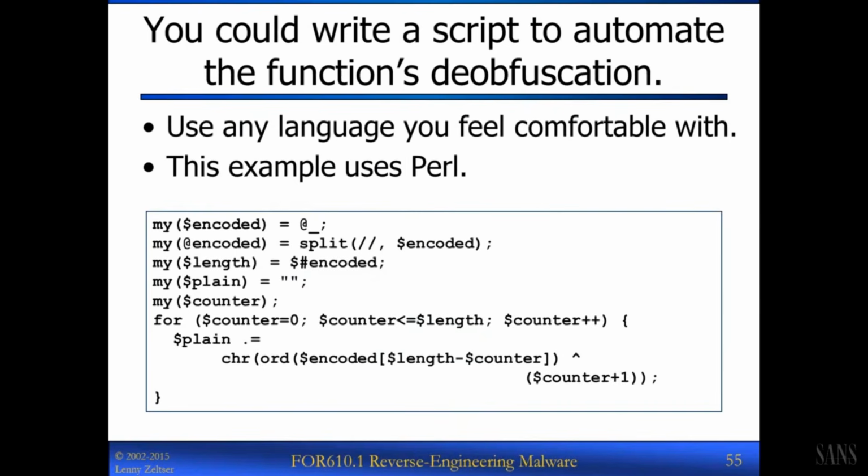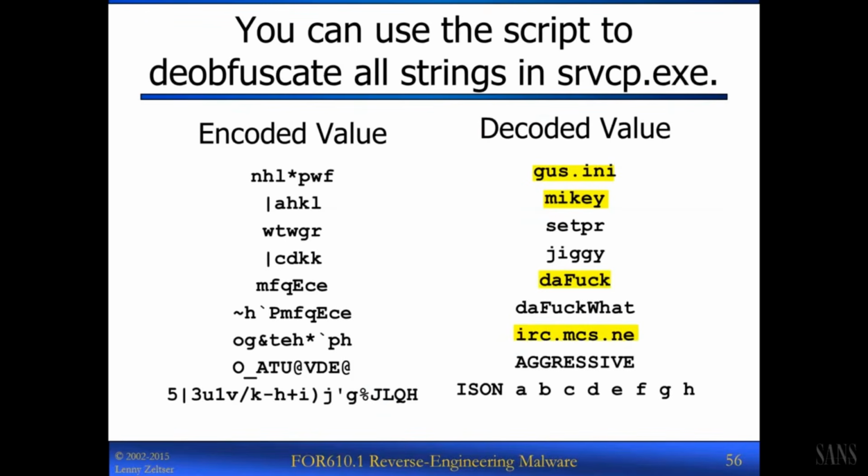Now, you could also take it to the next level. Once you reverse engineer a function, you might even create a script like this Perl one to reverse that process. So if you find a custom encoding function, you'll get to the point where you can create a script to reverse that process. All right, if you went to that extent and applied that against the file, you would find a bunch of values that might look familiar. That includes gus.ini, Mikey, some of the profanity we saw earlier, irc.mcs.